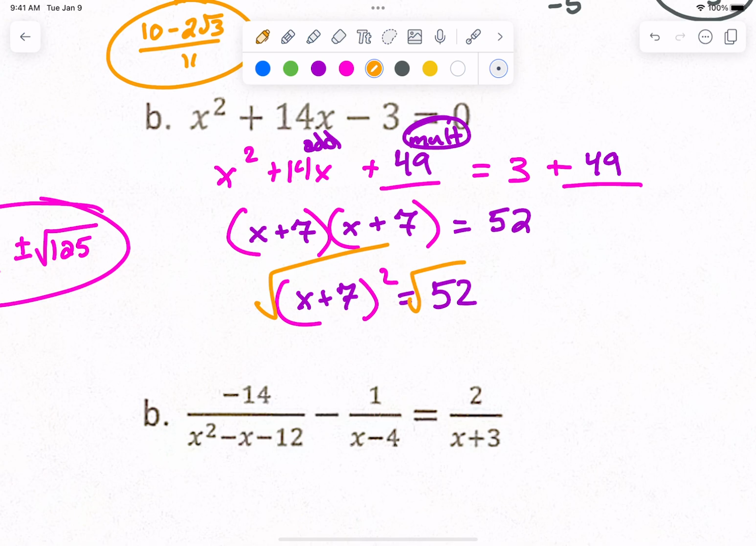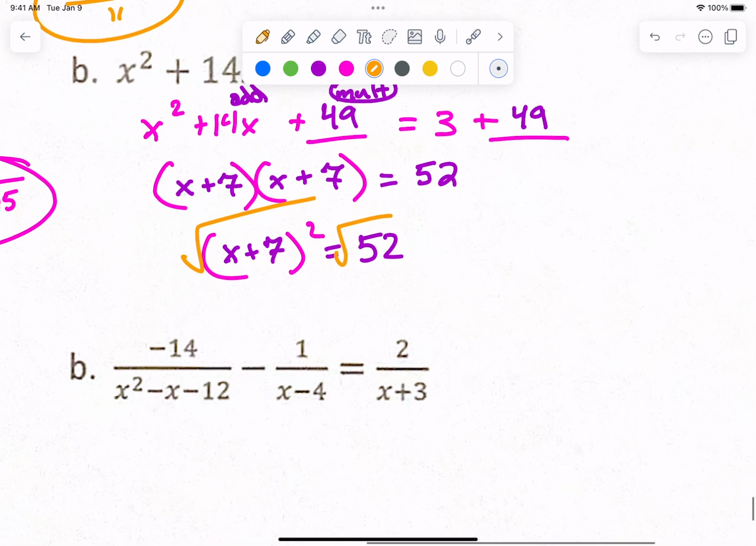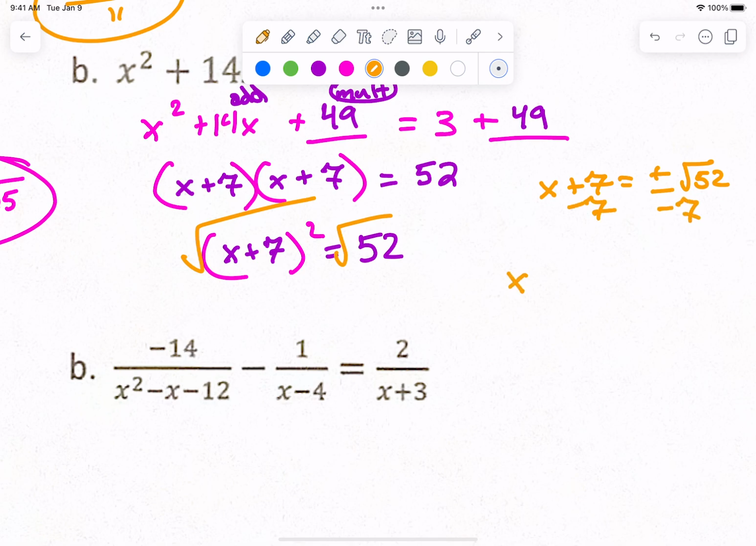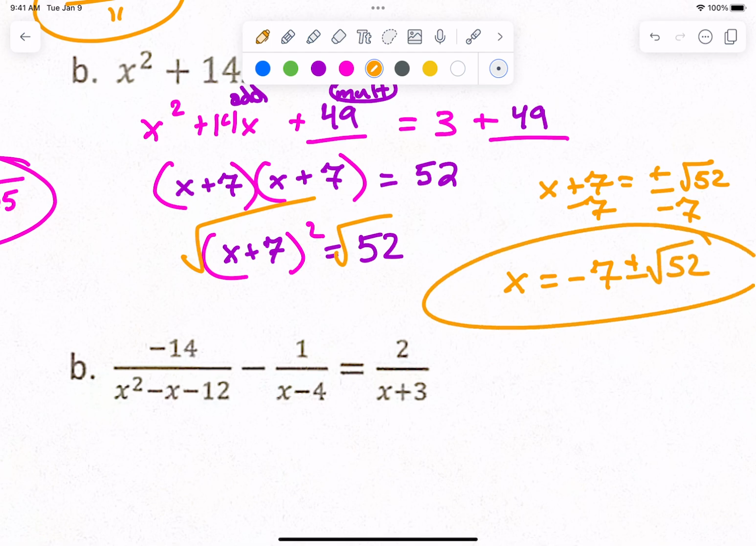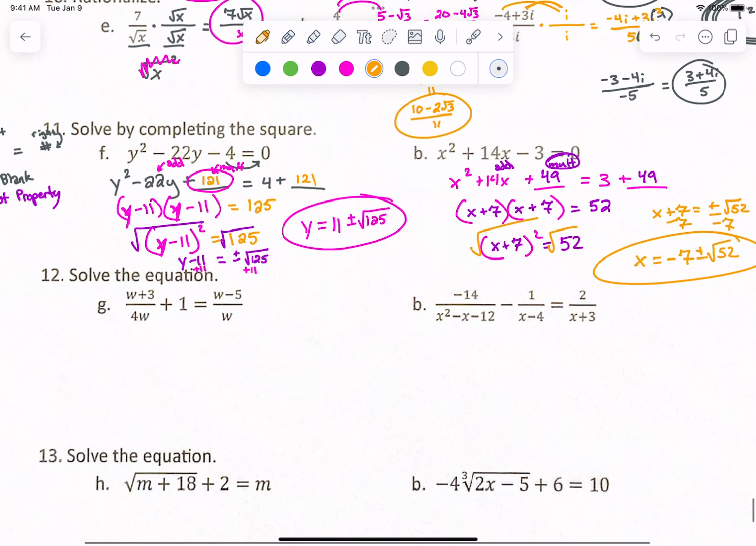Can you take the square root of 52? It is 2 square roots of 13. Or we'll just leave it as plus minus the square root of 52. And then subtract 7. So did you get negative 7 plus minus the square root of 52? Okay. Good? So it's always going to be plus and minus, right?